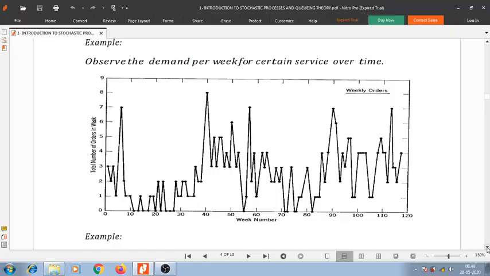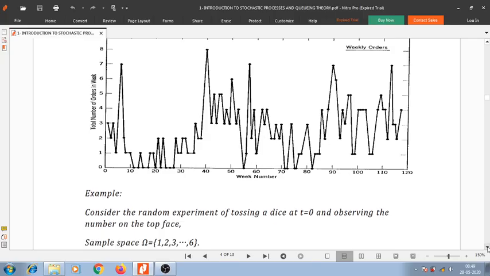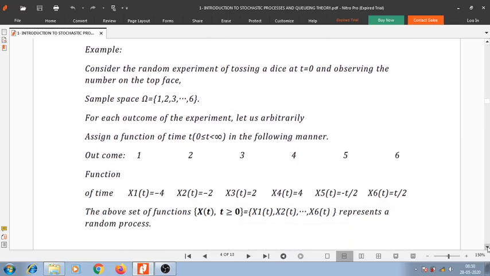I will provide one example here. Observe the demand for a certain service over a period of time. See that the demand is increasing, decreasing, or stable at different time epochs. So these curves, these peaks with respect to time, are nothing but a model of stochastic nature. Okay, right.